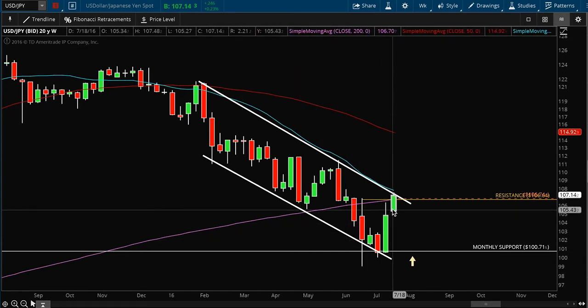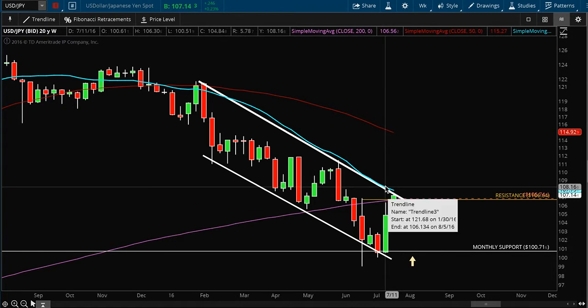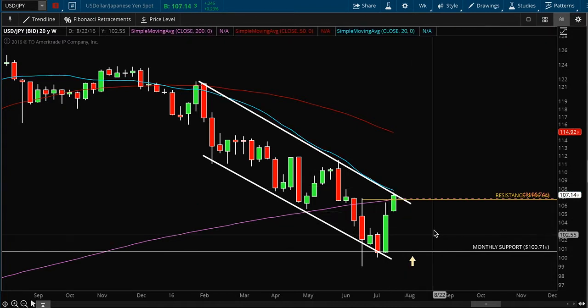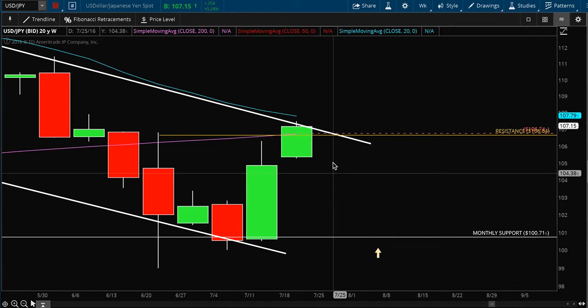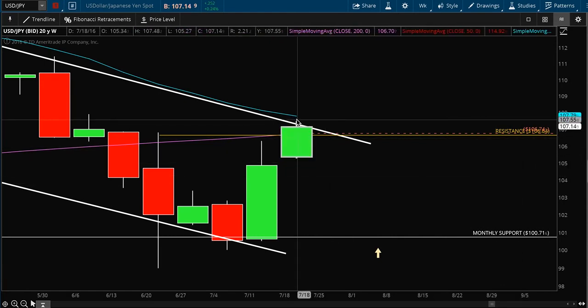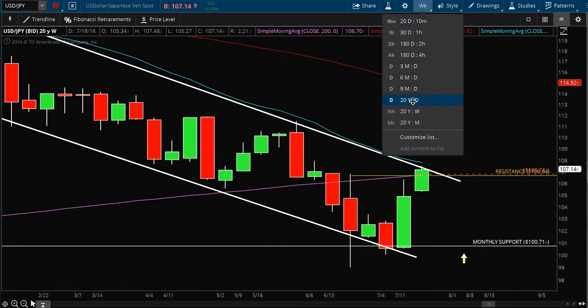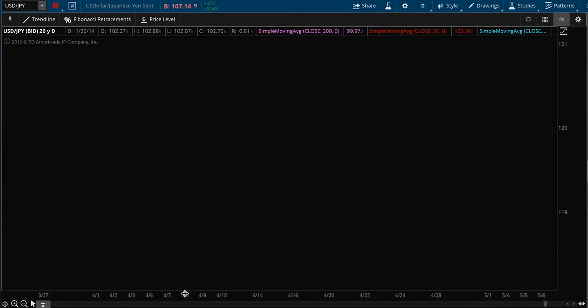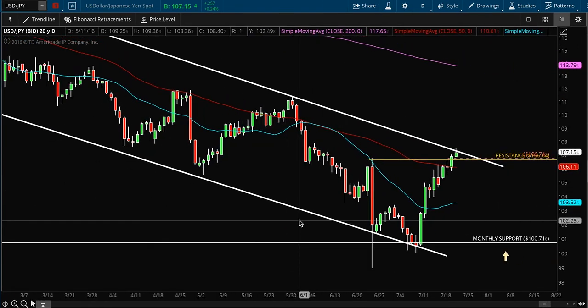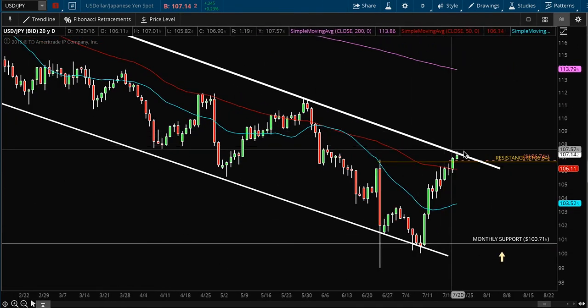Today we've made a high of 107.482. The 50-day moving average is sitting at, I'll give you the exact number here, 107.791. So we didn't quite touch it, but we are pulling back now. Back to the daily chart. Here we go. Trend line there.